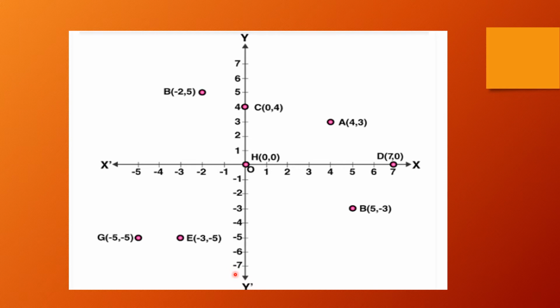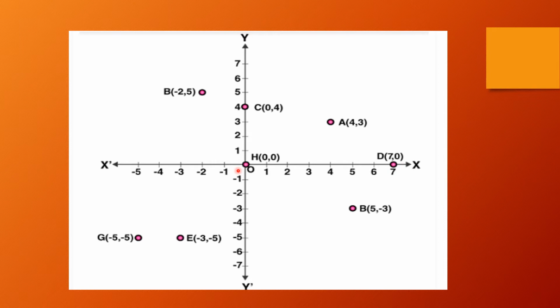These lines are known as coordinate axes. The line X'OX is called the x-axis and the line YOY' is called the y-axis, and the point O is called the origin. The plane of the paper containing both the coordinate axes is called the Cartesian plane.